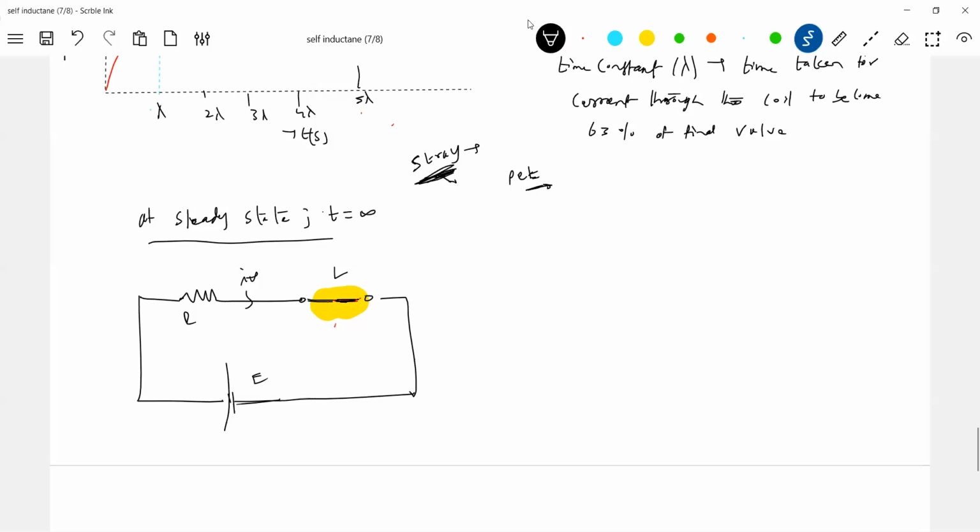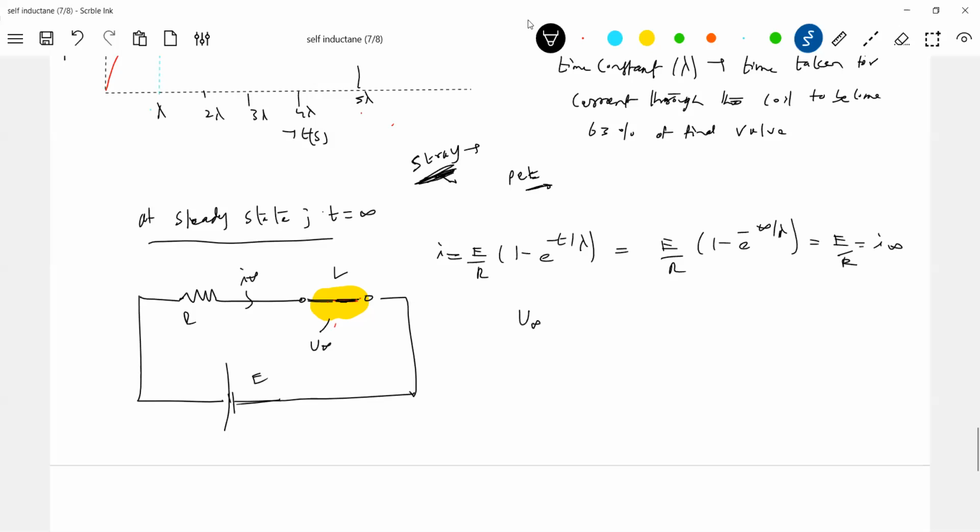Some energy is present. The inductor you have to replace with a short circuit. Then what is I infinity? According to the formula, I is equal to E by R times (1 minus e to the power of minus t by lambda) after a long time. The exponential term ends up as zero, so everything will end up with E by R. This I call the steady state current.